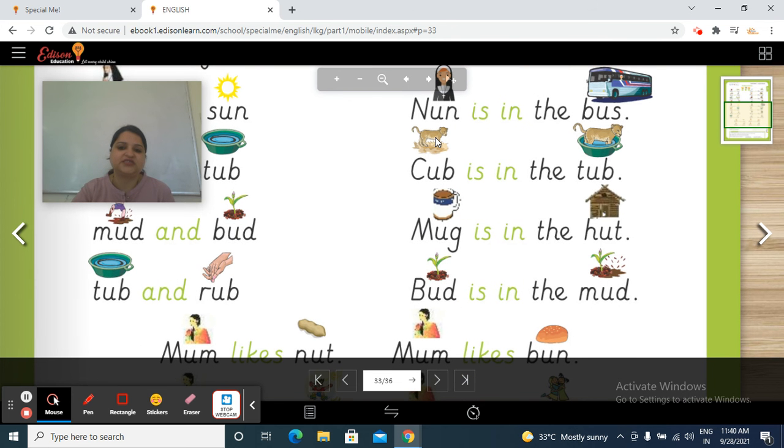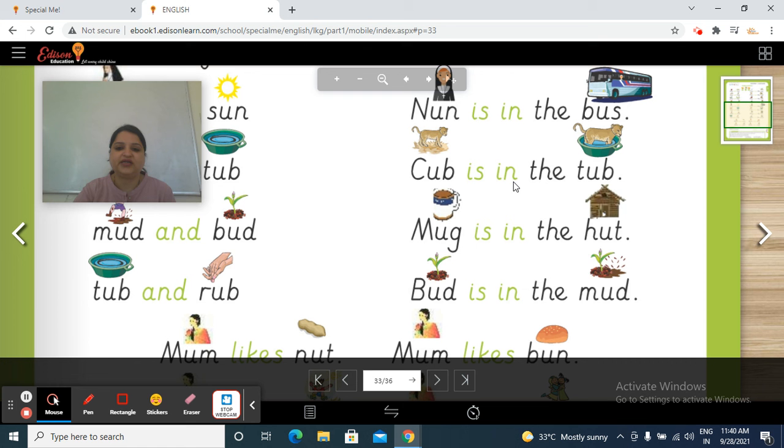Now, whose picture is this? Yes, this is a cub. Tiger's baby is called cub. Okay. And where is cub? Yes, कहाँ पे है cub? Tub के अंदर. So that's why we use in. In. Okay. So read this. Cub is in the tub.